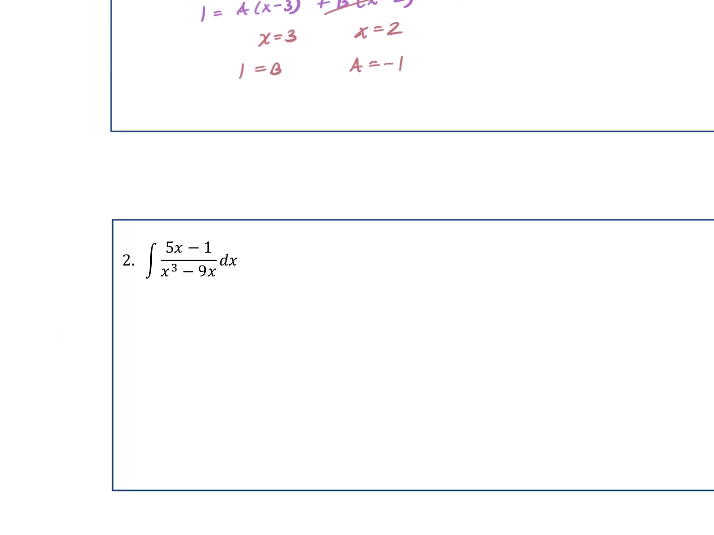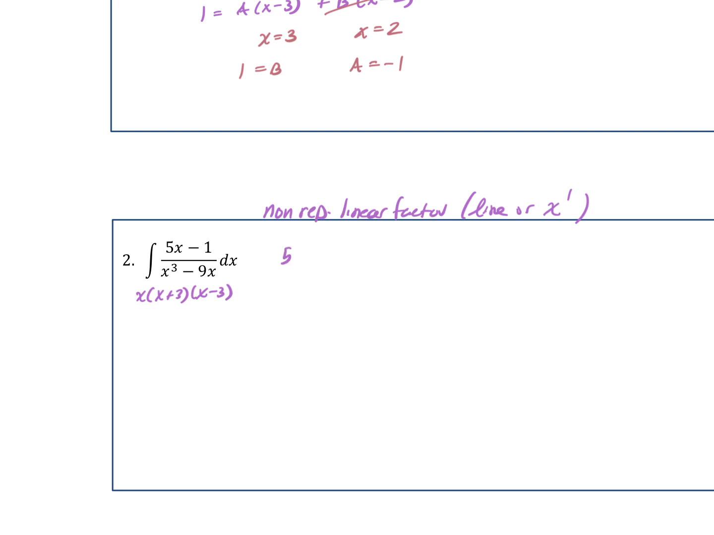All right, next one, I'm going to factor out an x, and we're going to get x plus 3, x minus 3. So this is what we call non-repeating linear factors. So linear is a line, or we could say x to the first power, okay? So this one has 3 factors, so I need 3 fractions.